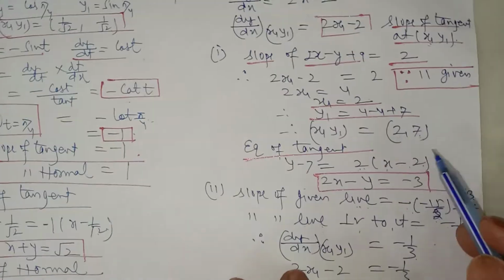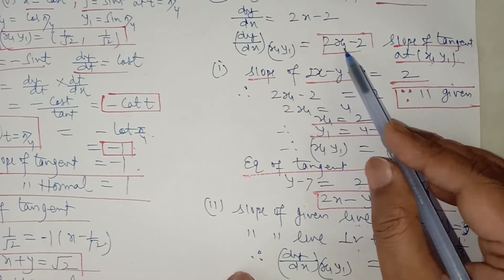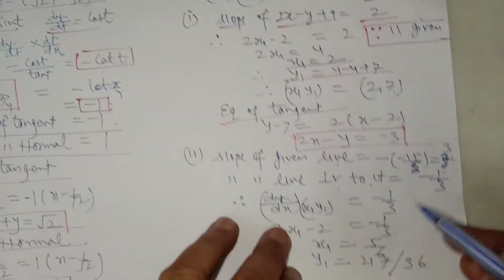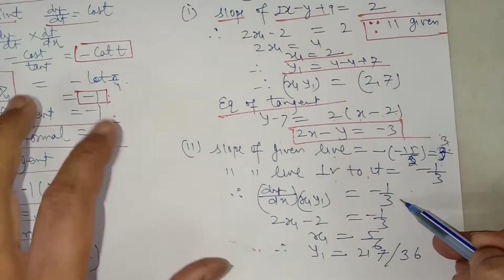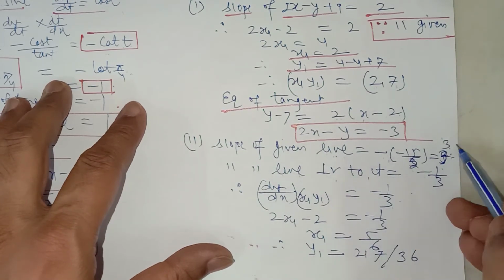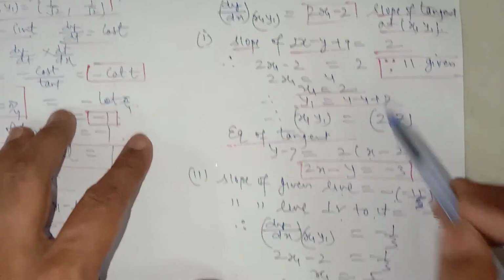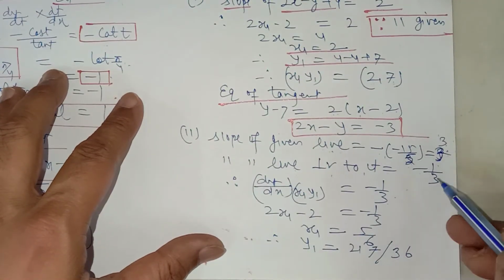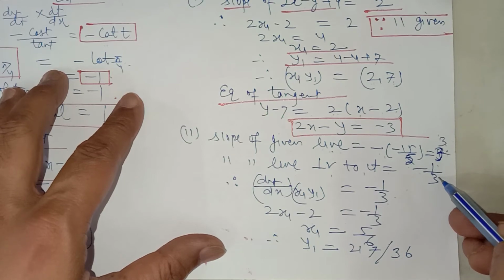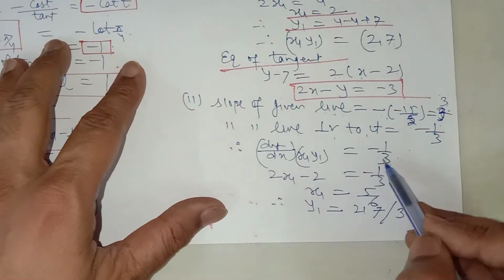So put it equal to the slope of the tangent, which we have found as 2x1 minus 2. So 2x1 minus 2 will be equal to minus 1 upon 3. Because the tangent is perpendicular to the given line whose slope is 3, the slope perpendicular to the given line is minus 1 upon 3, and the slope of the tangent is 2x minus 1. So you put it equal to each other.